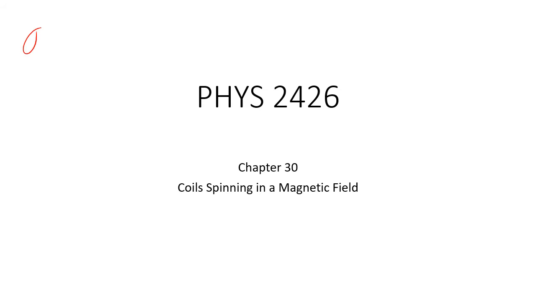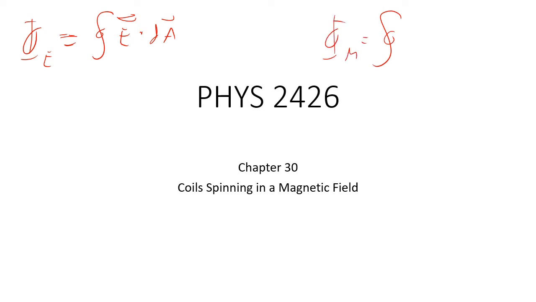We remember electric flux was the integral of E dot dA over the surface. So by analogy, magnetic flux is going to be equal to the integral of B dot dA. Okay.